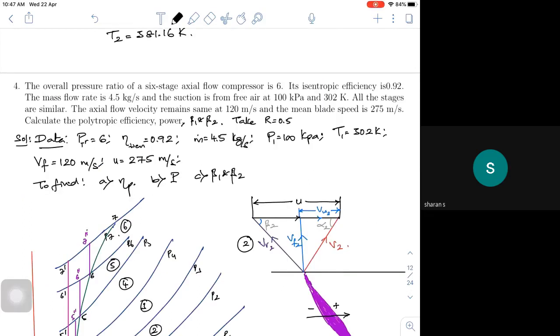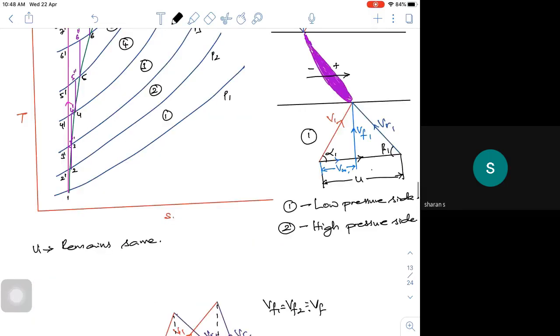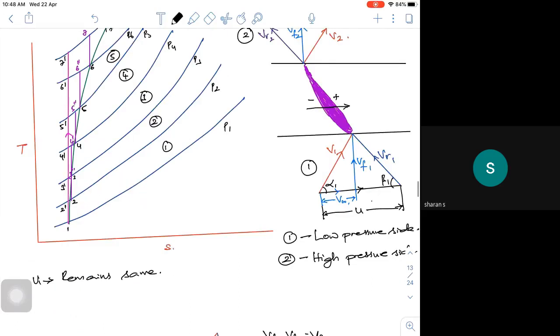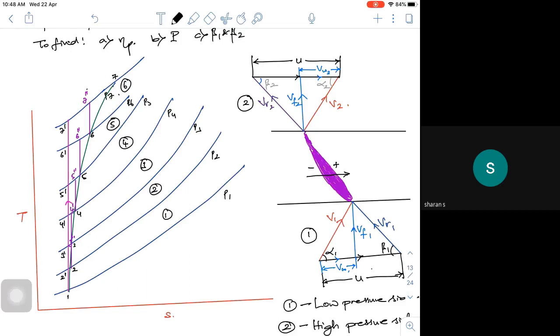If I want to calculate beta 1 and beta 2 for the same problem, then I have to make some assumption, whether the flow into the axial flow compressor is at alpha 1 of 18 degrees or 20 degrees. If I do that, then I'll be able to calculate my Vw1. Once I get Vw1, U minus Vw1, I can calculate beta 1. And if you want to calculate beta 2, what should I do? I know Vf1 is equal to Vf2, and U remains the same. Once again there also, U minus Vw2.